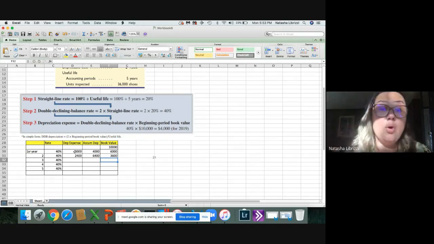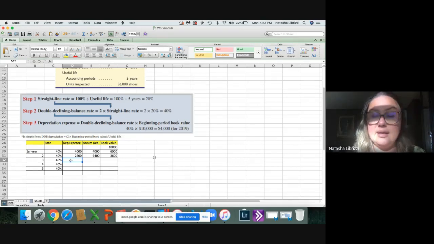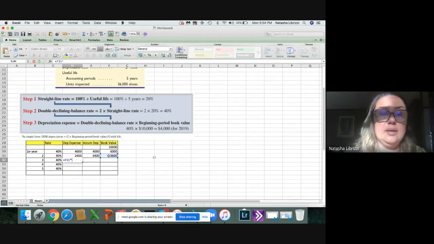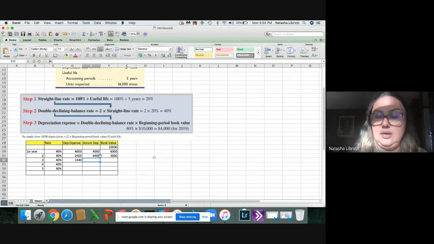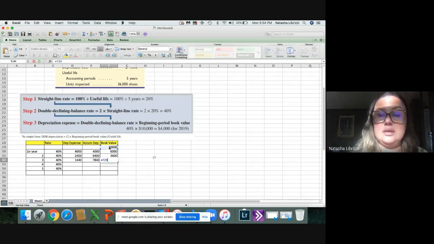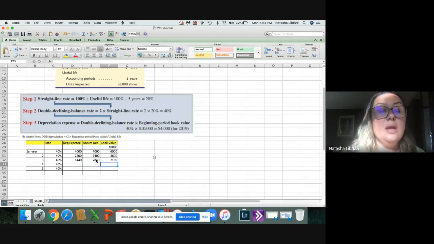So I'm using it more. My brand new car getting used more. My new computer getting used more. So you guys guessed it. In year 3, I'm taking my current book value times my rate. And now let's see, my cumulative depreciation is prior year cumulative depreciation plus this year. And now my cumulative depreciation is 7,840. So now I'm going to take my cost minus my cumulative depreciation. Now it's 2,140. So we're getting closer here.